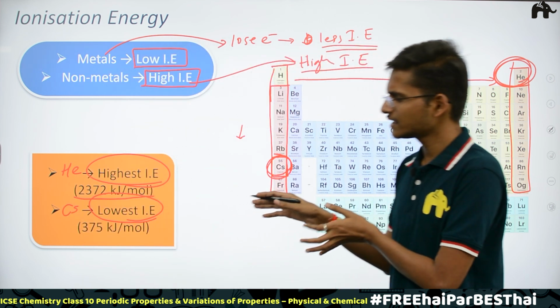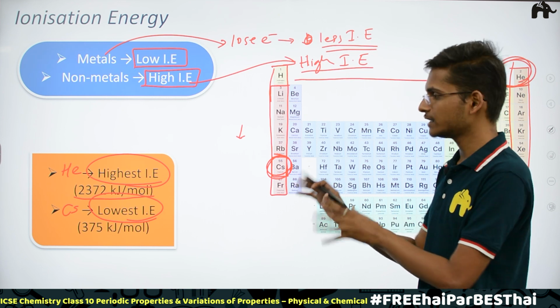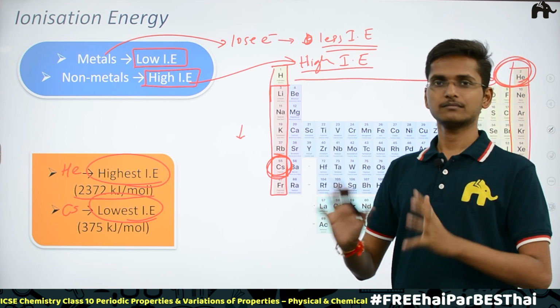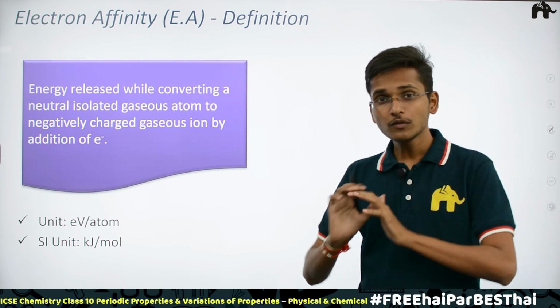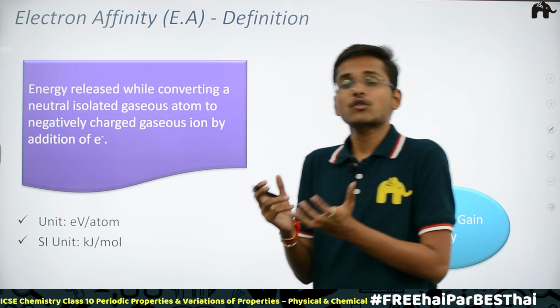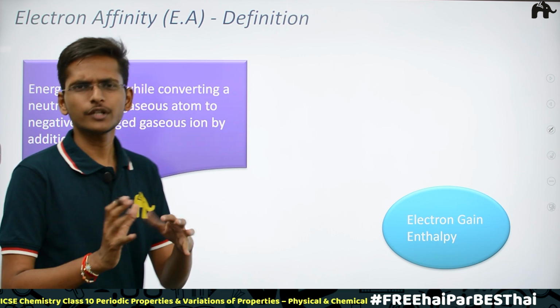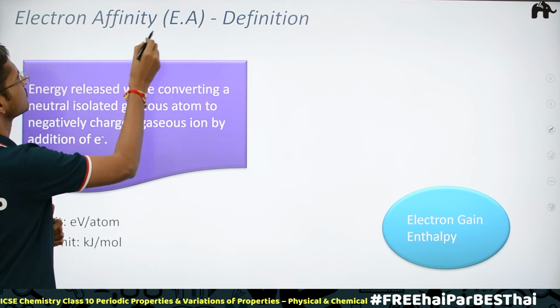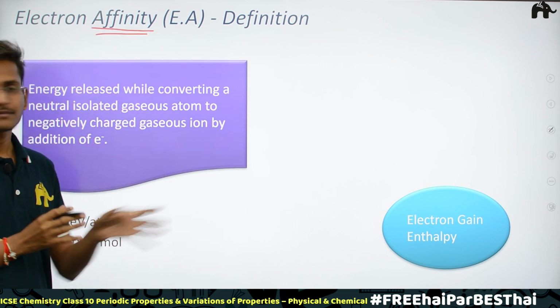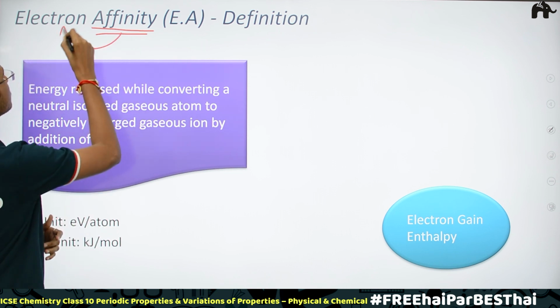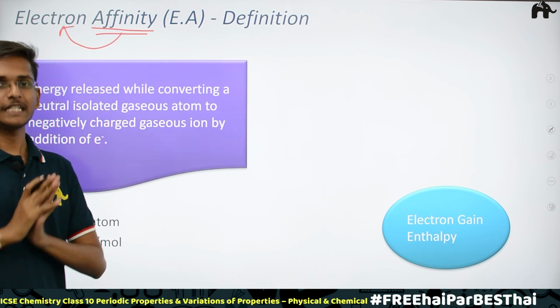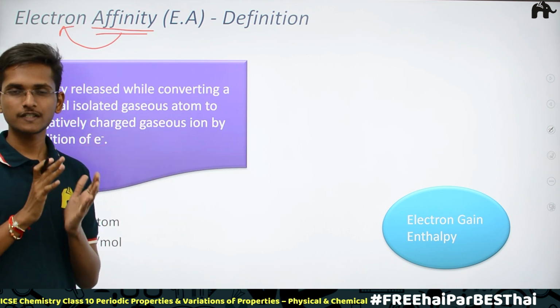It has 375 kilojoules per mole. This is the value, no need to remember it. That's it. Now the next topic is electron affinity. Let's try to understand what electron affinity actually means. Very simple: its name only suggests affinity, affection for electron. But in terms of energy, let's try to understand what it means.